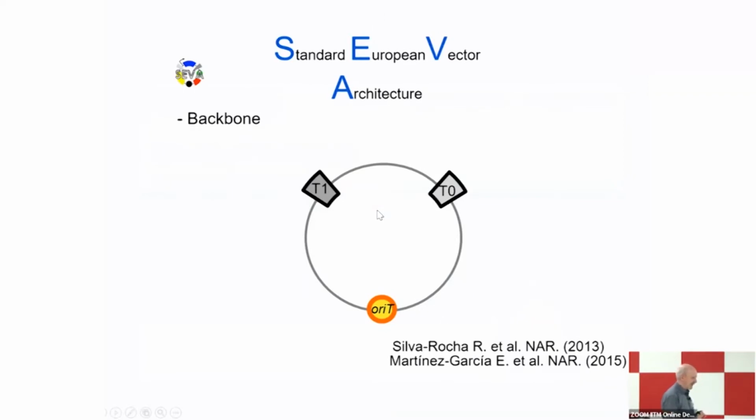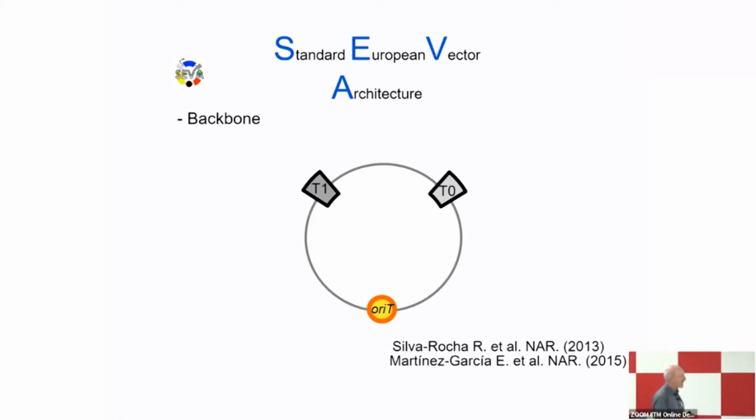So what is the standard about? The standard is the following. Let's imagine a plasmid as a circle. In the circle, we establish three fixed components: two transcriptional terminators and an origin of transfer. An origin of transfer is something that enables these plasmids to be mobilized through conjugation from one host to the other.